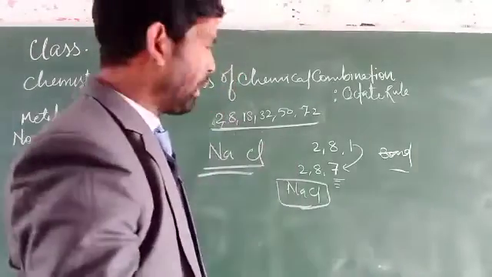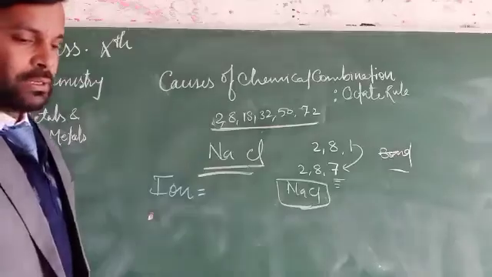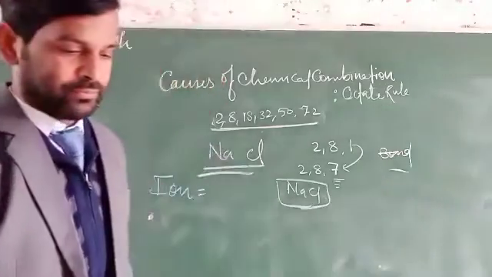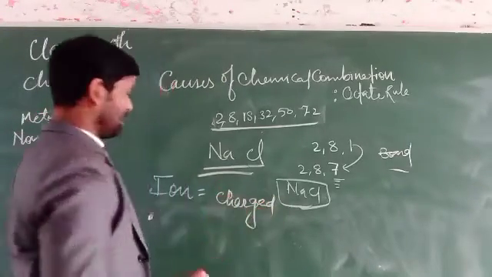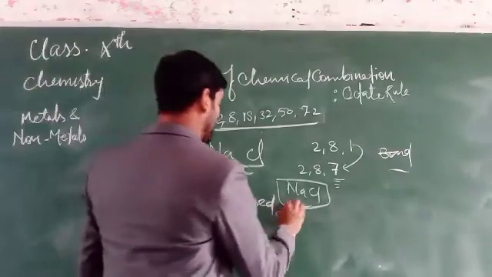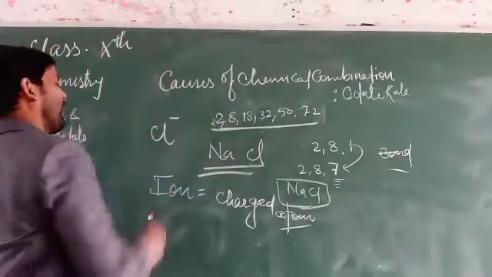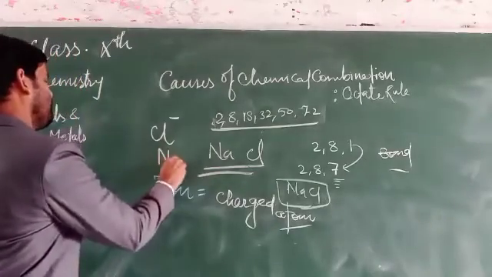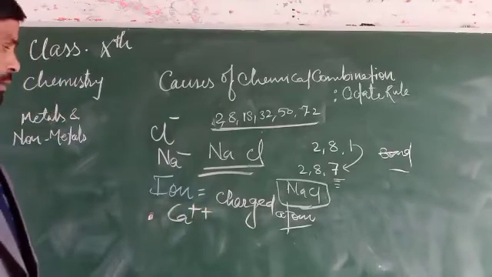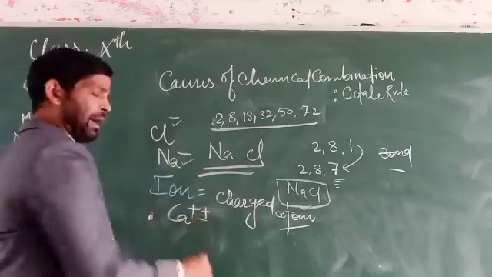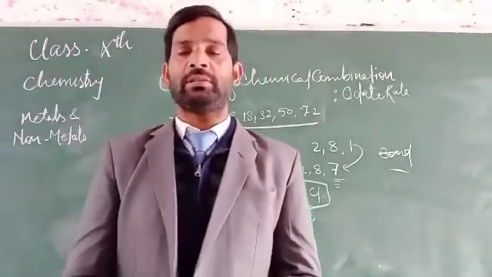So what can we say about ions? What is an ion called? An ion is an electrically charged atom, whether it is positive or negative. An electrically charged atom is termed an ion. Suppose chlorine ion, sodium ion, calcium ion. These are the ions. Why can they be called ions? Because they are electrically charged atoms.